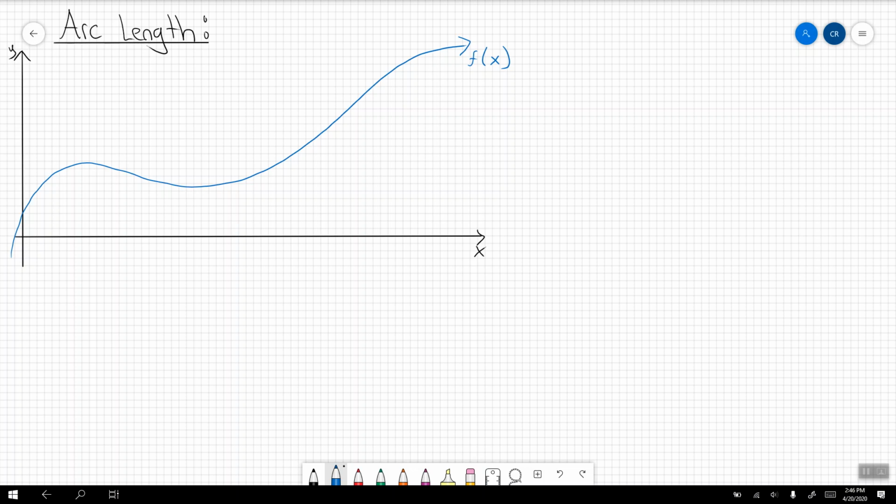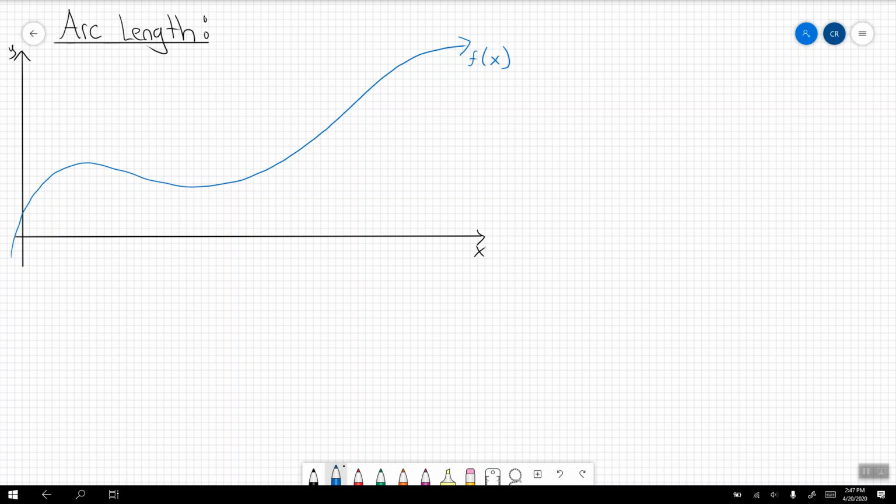Hi everybody. So today we're going to be starting on arc length. Alright, so arc length. What we want is to grab any function that we're given, so long as the function is continuous on some interval and it must be differentiable on that interval.